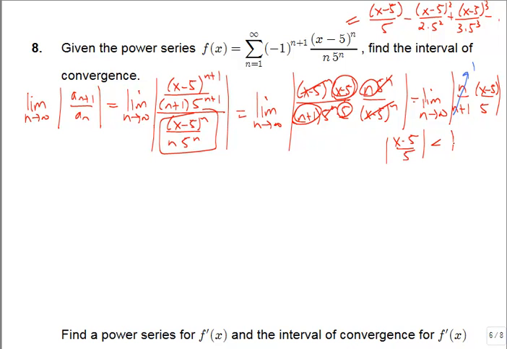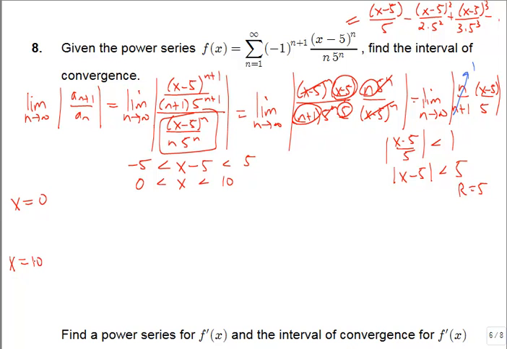And we need that to be less than 1 for convergence. So if I multiply that 5 in the bottom across, your radius of convergence here is 5. Your interval of convergence tells us initially that this is going to be x minus 5 squeezed in between negative 5 and positive 5. So when I add 5 across, this becomes a 0 and this becomes a 10. So now we need to look at those two endpoints, 0 and 10.